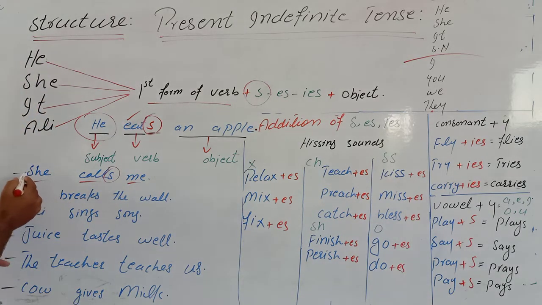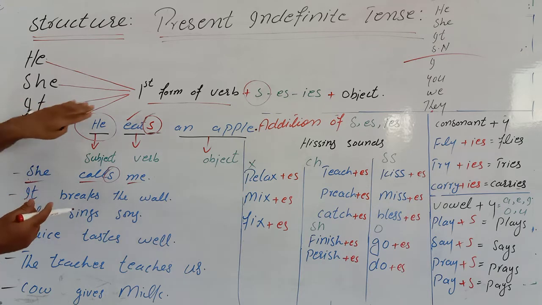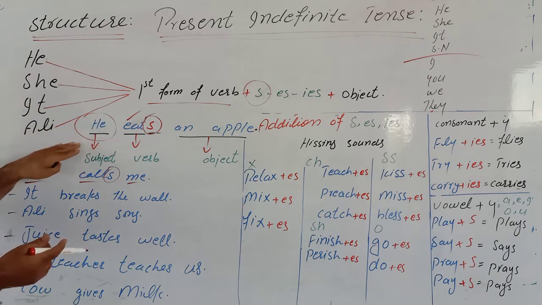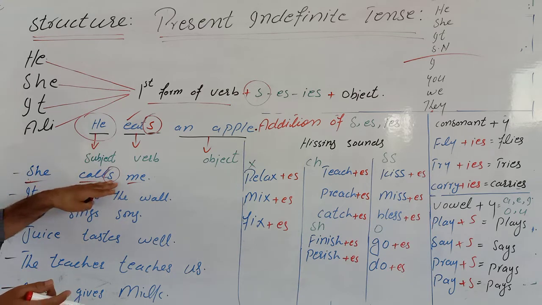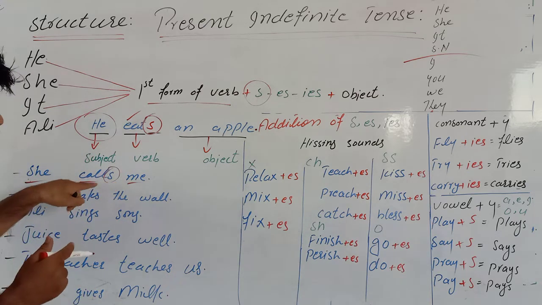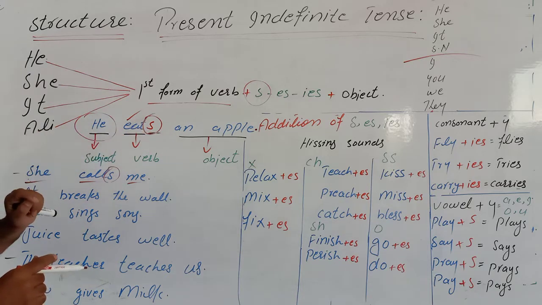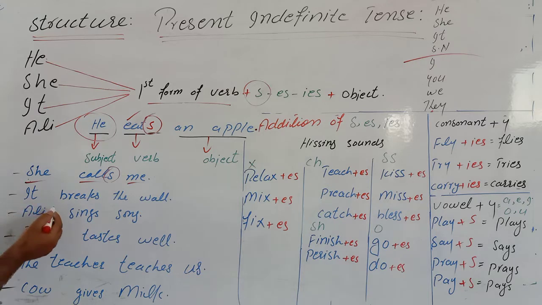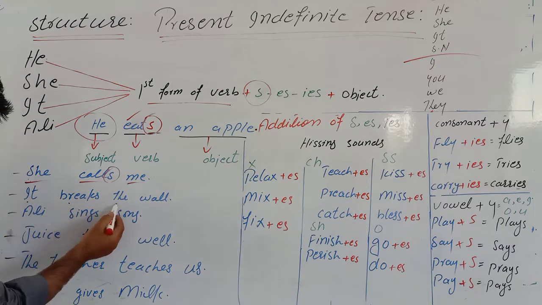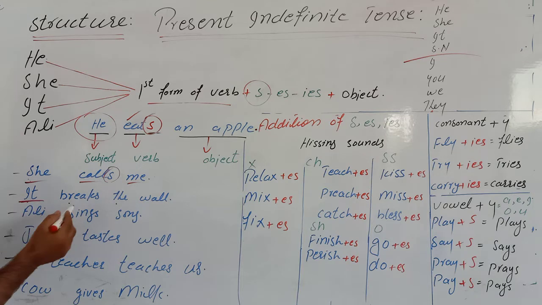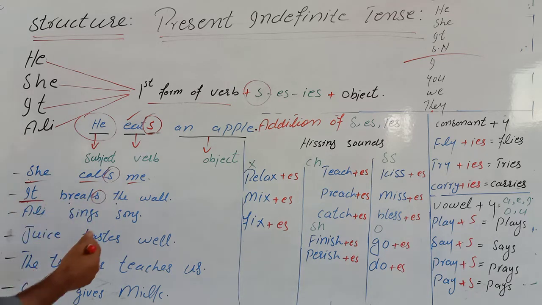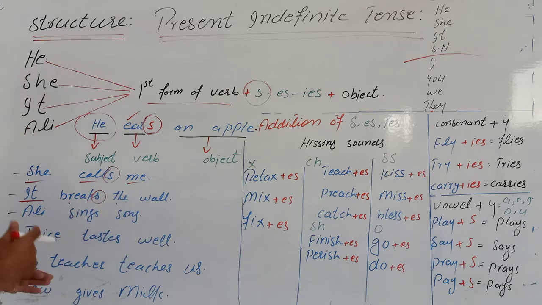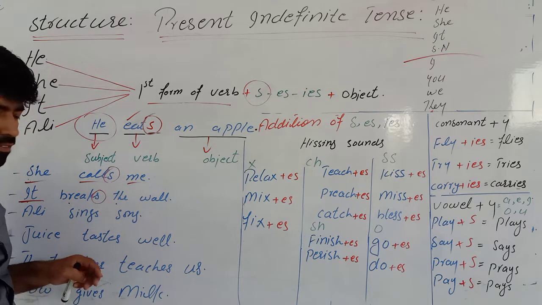So if you have she, he, it, or Ali at the start of the sentence as the subject, you have to add s, es or ies with the first form of the verb. We checked it here, and you can see it once again. Let's move towards the second sentence. It breaks the wall. So what is it? This is it, and you can see the s here once again. This addition of s makes it present indefinite tense once again.